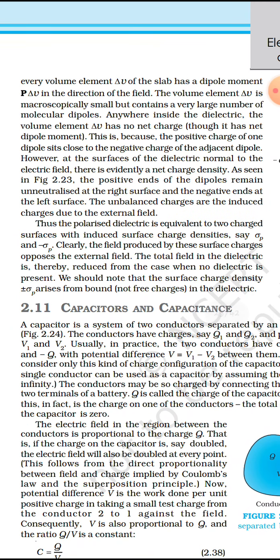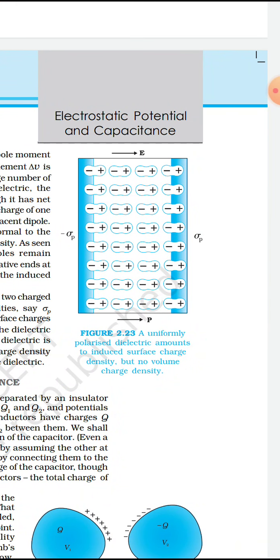In some places there is no sigma, and in some places there is, and both positive and negative sigma formation occurs in different places.